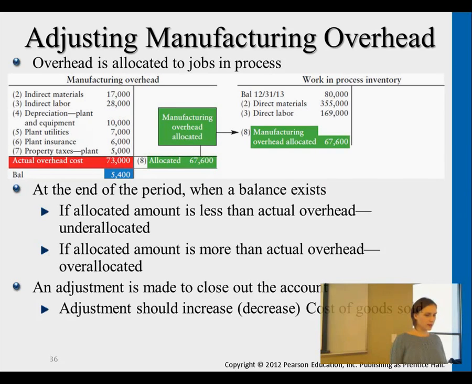Okay, so now we're adjusting our manufacturing overhead, right? We've seen that. Do you remember we just went over this 5,400 balance, right? So we said that if the balance is on the left side, then our actual overhead cost is higher than allocated. So we under-allocated. Okay?